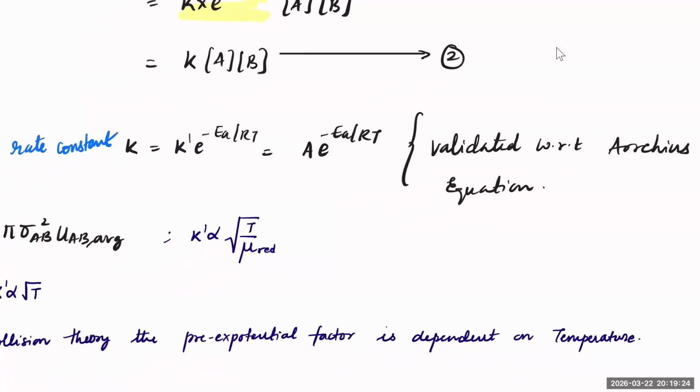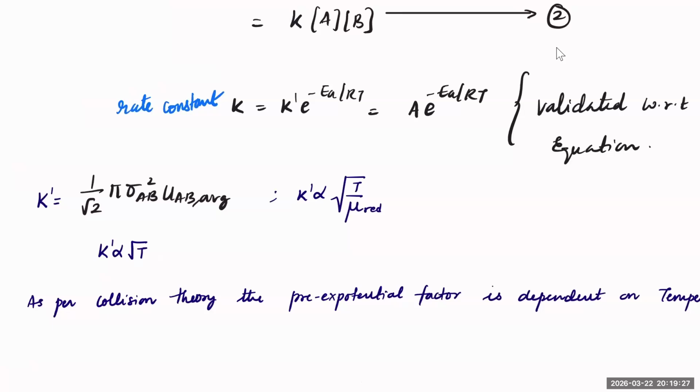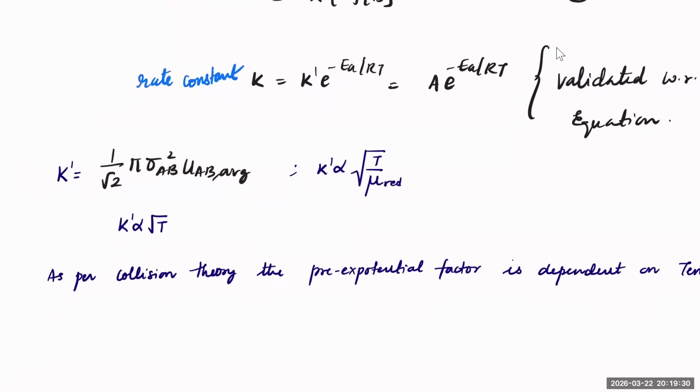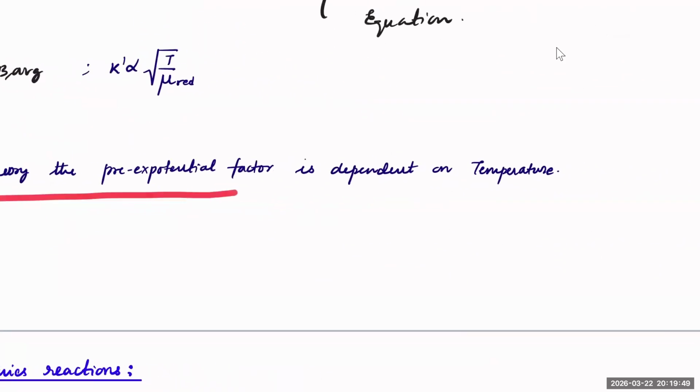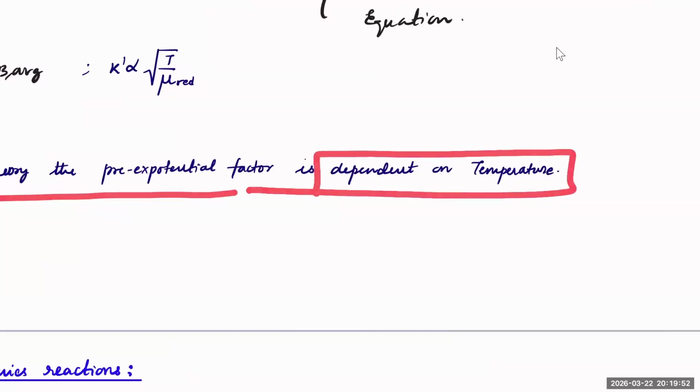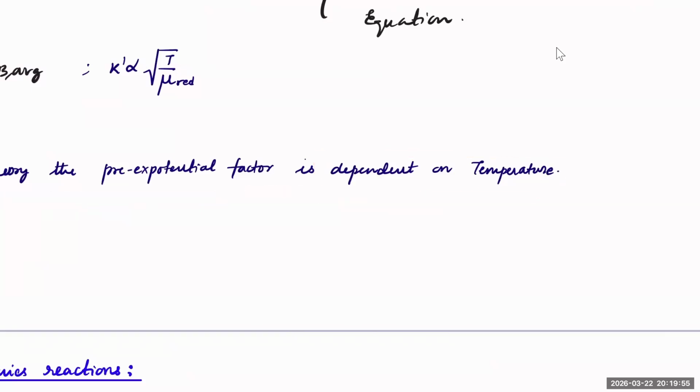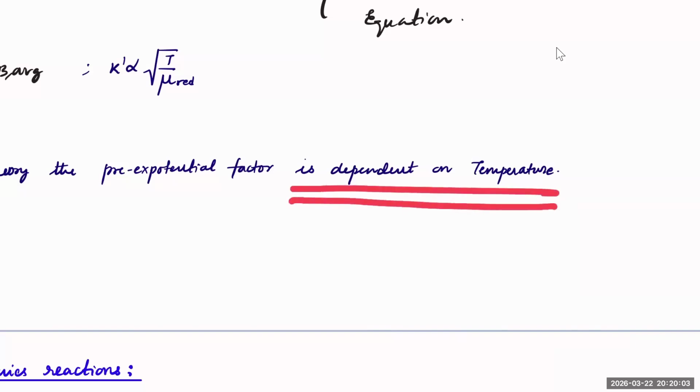But there is one important change here. If you notice, K dash is basically all the constants which we have, right? So 1 by root 2 pi sigma square U average. Now notice U average basically is under root of T into U reduced mass, which means this K dash term is actually dependent on temperature. Hence, as per collision theory, pre-exponential factor is a dependent value on temperature. Unlike in Arrhenius expression, it is said that it is independent of temperature, but here this is dependent on temperature.